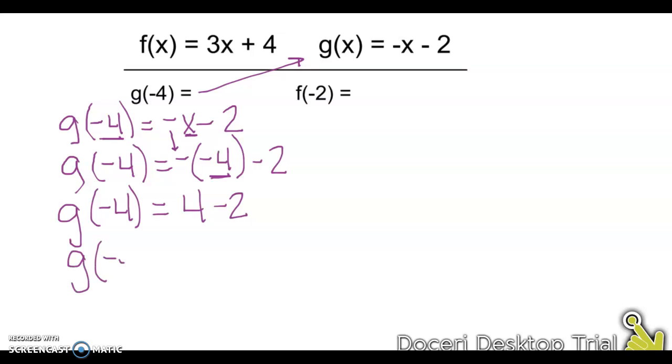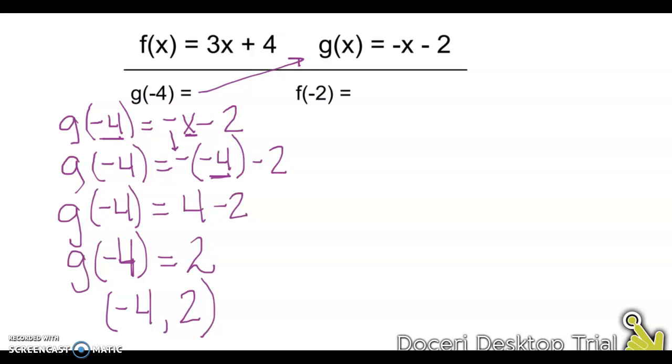g of negative 4 is equal to 2. So when we input 2, we get negative. Sorry, I wrote that backwards. Let me erase. See, we all make mistakes. When we input negative 4, we get 2 as an output. Let's do another one.